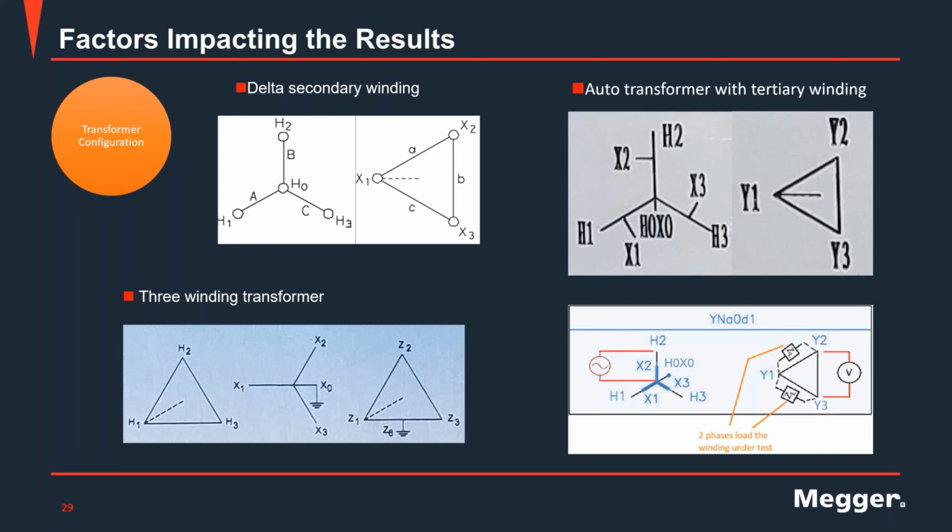Then that condition of the winding being open circuit doesn't hold true. My other two untested phases, the other two untested windings of the delta, are actually loading the winding under test. So that will affect accuracy when performing the test. And that is why when I energize more than one phase, or the three phases at a time, I will get better accuracy for my measurements.